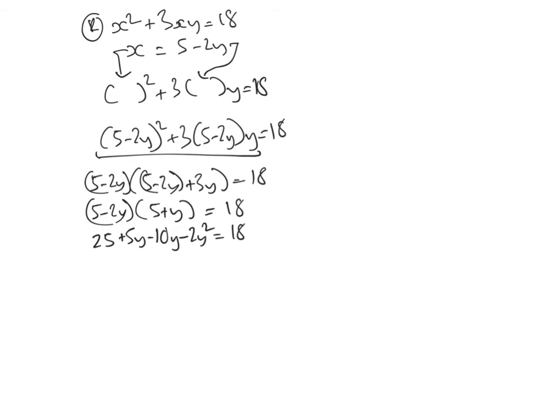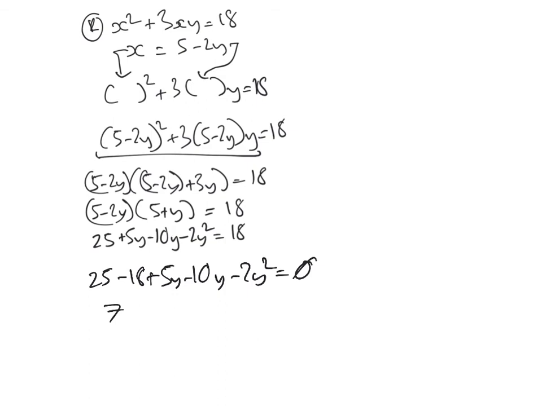So let's tidy up first, okay? So we've got 25, and take away 18, if we bring that across, we've got plus 5y minus 10y minus 2y squared equals 0. So 25 take away 18 is 7, hopefully.